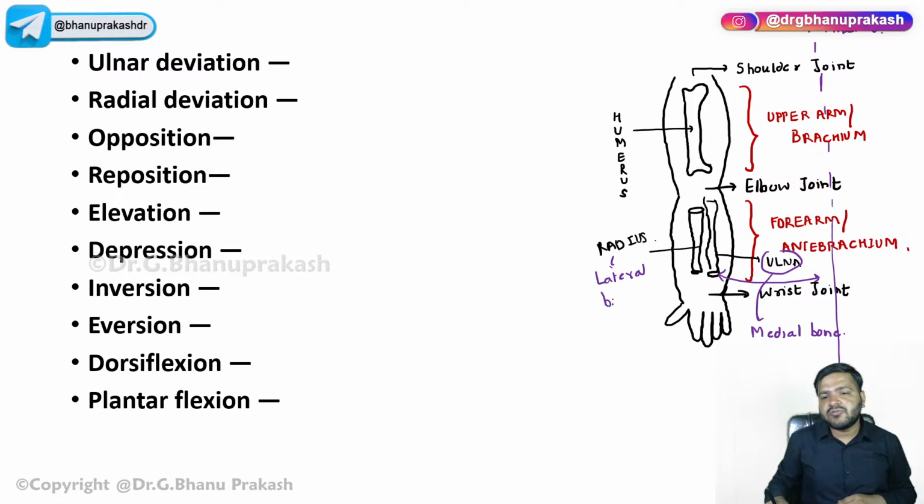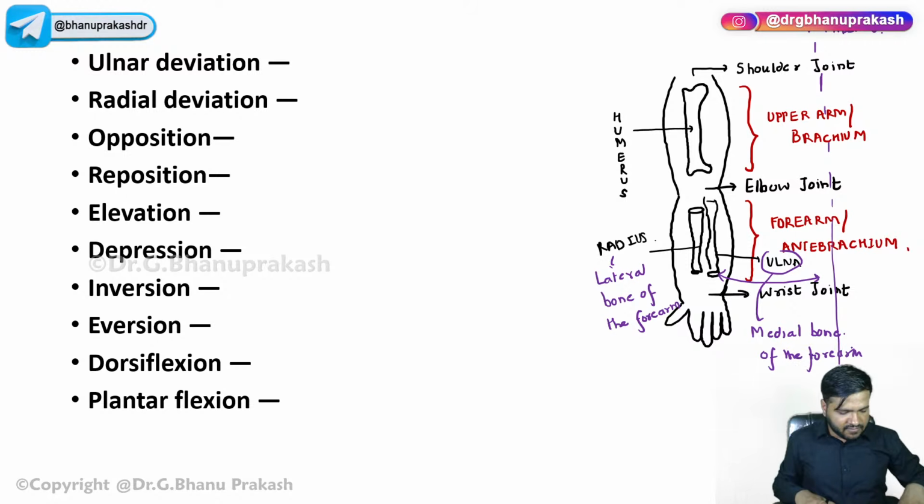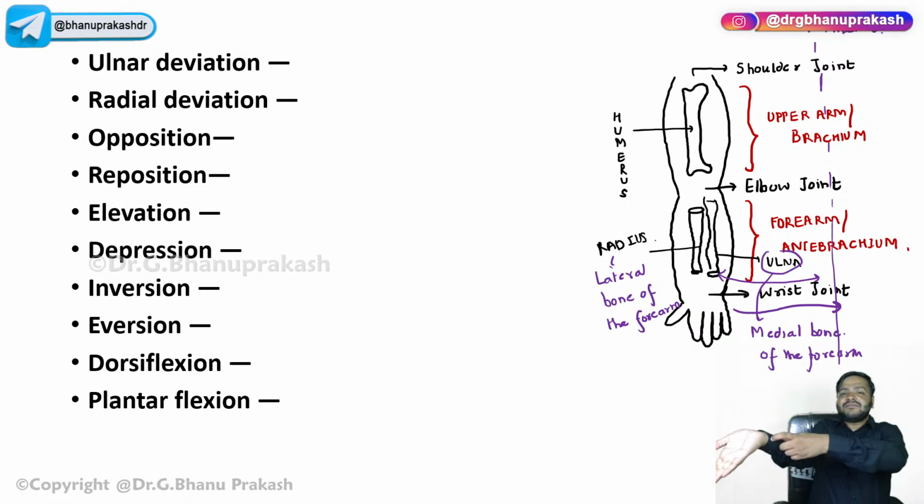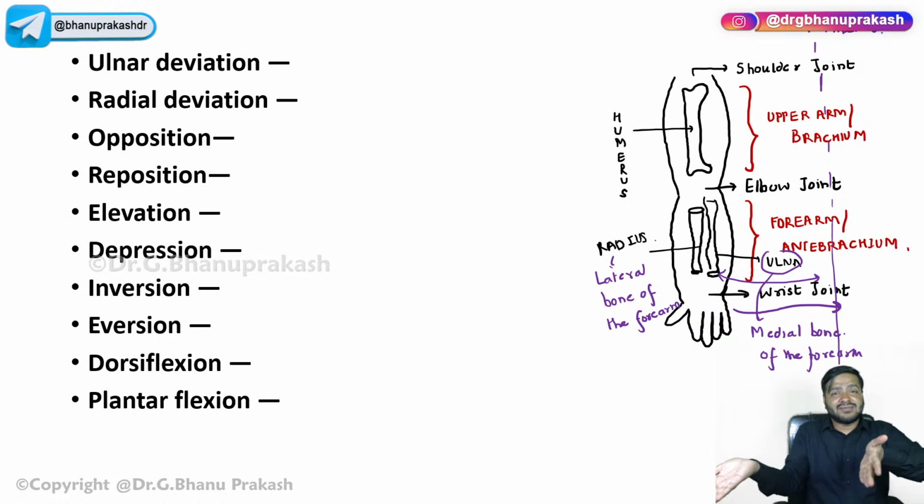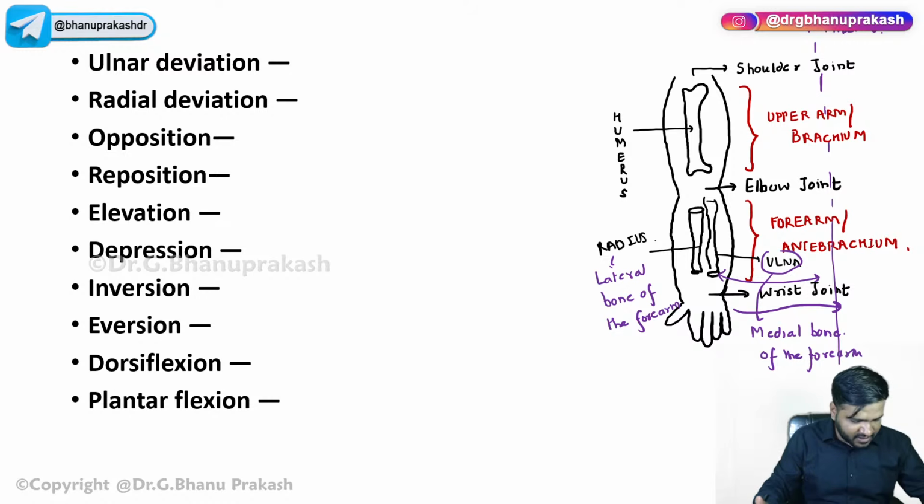The radius is the lateral bone of the forearm, right? The medial bone of the forearm is the ulna. So when I say ulnar deviation, guys, I'm simply talking about the wrist part. If the wrist is moving towards the midline of the body, it is ulnar deviation. If the wrist is moving away from the midline, it is radial deviation, guys.